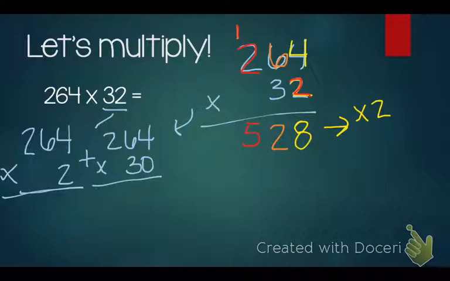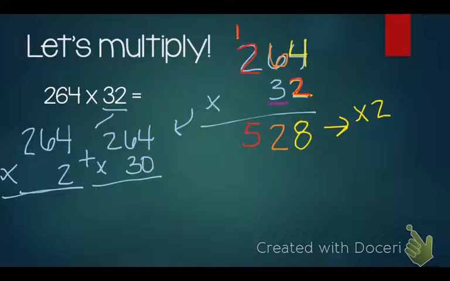But I'm not done yet, because remember, I still have that 3 to take care of, right? I still have the 30. I can't forget about that. That's a part of the number. So now I'm going to go back, and I'm going to start multiplying all of the numbers in 264 to the number 3, or the number 30.